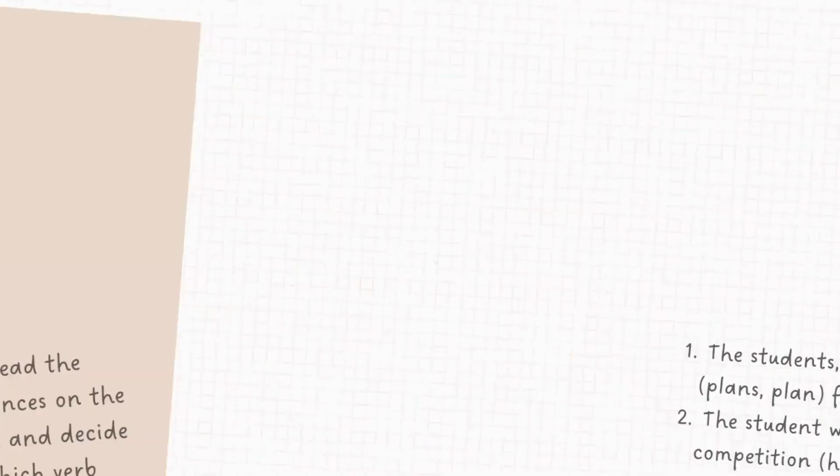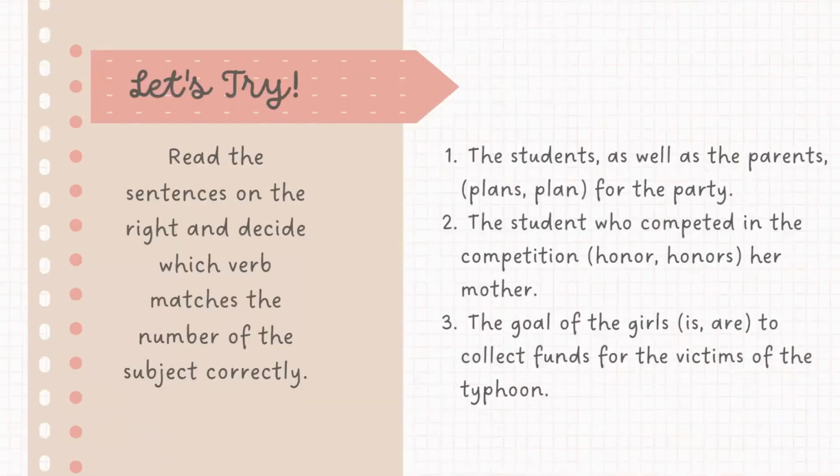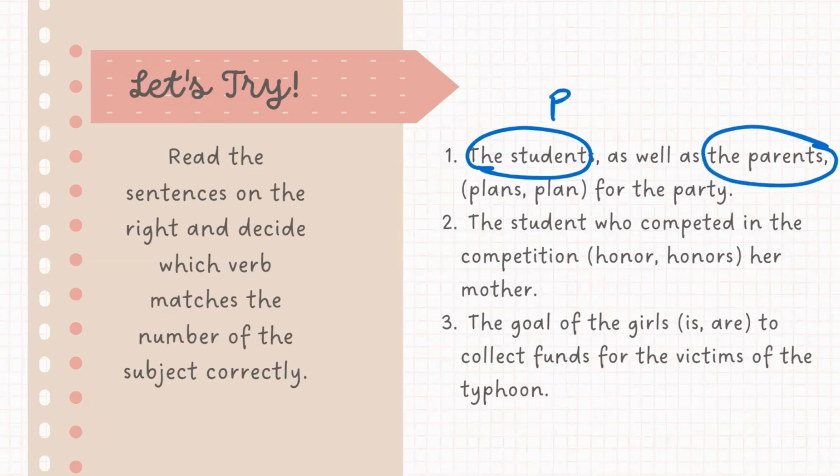Let's focus on the exercise. The students as well as the parents plans or plan for the party. Here, the students as well as the parents, both the subjects are in the plural form. I'm going to use a plural verb that is plan. The student who competed in the competition honor or honors her mother. Here, student is my singular subject, so I will be using singular verb honors.